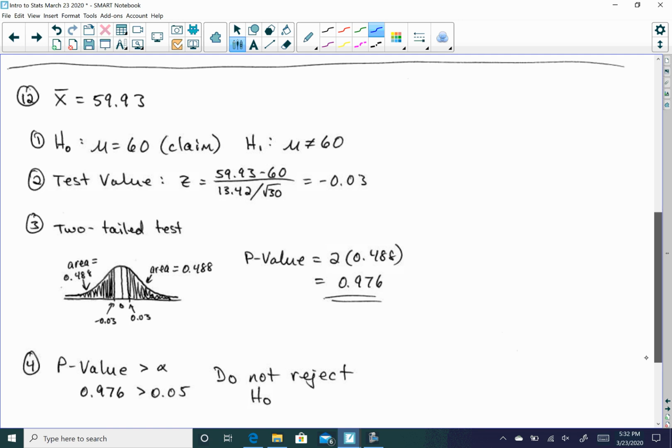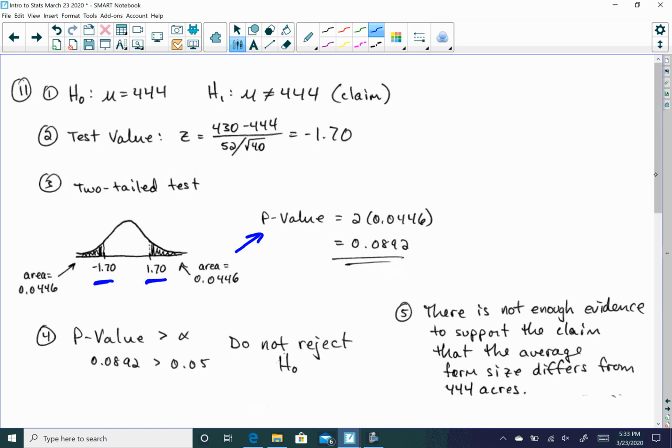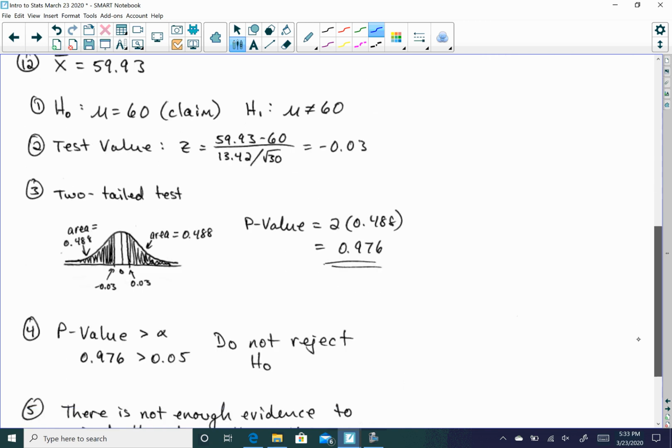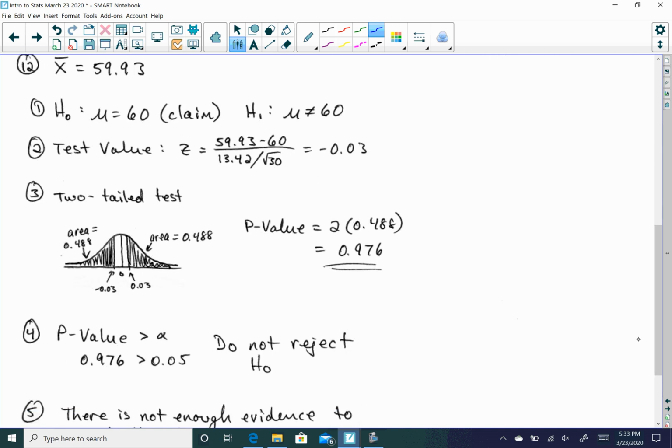So here our claim, we're seeing more claims be the null hypothesis. So mu is equal to 60. Alternative is it's something other than 60. Our test value here happens to be a negative 0.03. Again, this is a two-tailed test, so the area we're finding, because that 0.03 is very close to the mean, we're doubling this, and we're getting a very large area, like 97.6% shaded, definitely greater than our alpha, so we do not reject the null hypothesis.